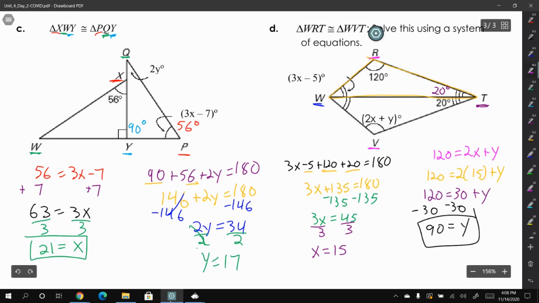Then I looked and said, well, angle R and angle V are congruent. So I set up an equation, 120 equals 2x plus y, plugged in 15 for x, and that then gave me 90 for y.